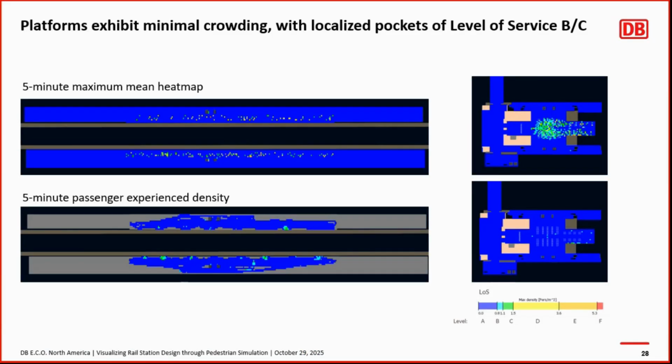And here are a selection of some of the level of service results from this model. So overall, it was mostly just level of service A with little pockets of B and C, particularly in the waiting area when there'd be people waiting for trains in both directions. But overall, no crazy crowding.